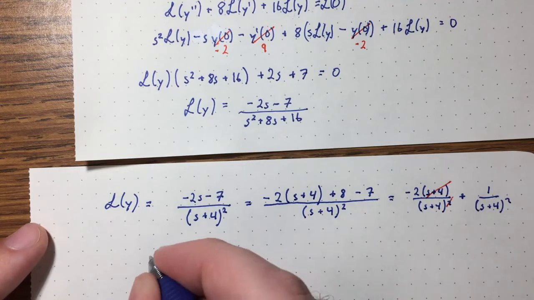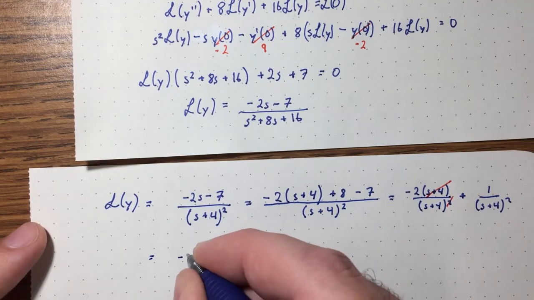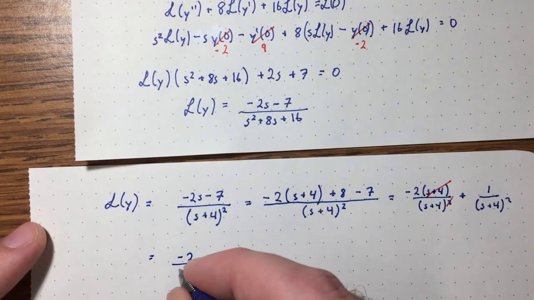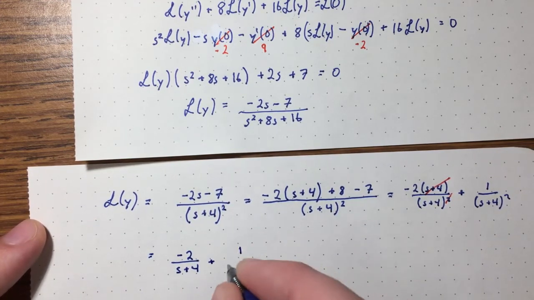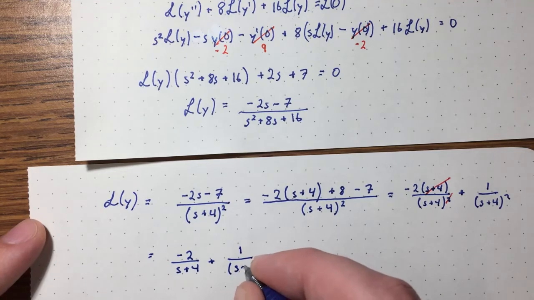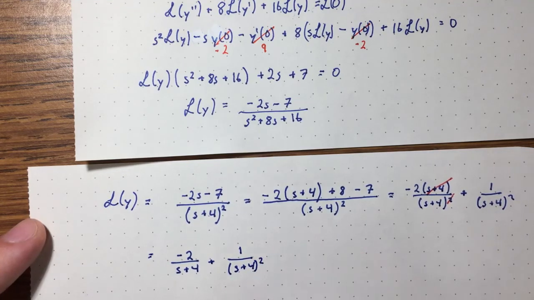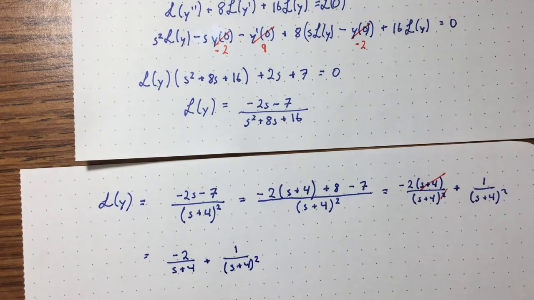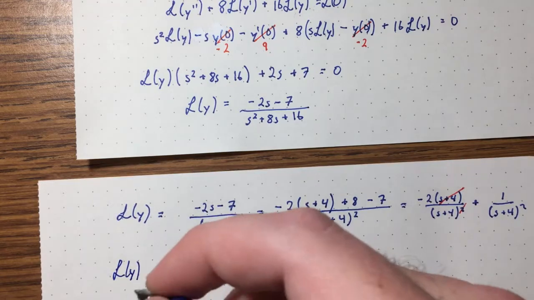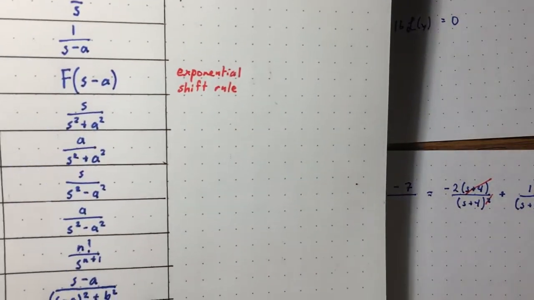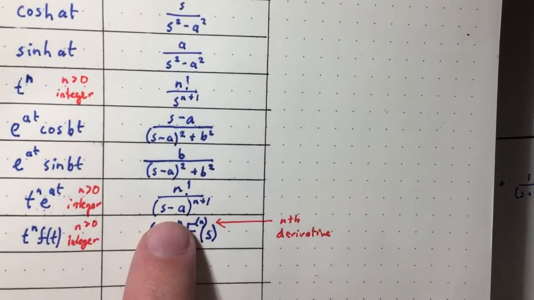Okay, so what do we have? We have minus 2 over s plus 4. That's going to be an exponential. And then this one, what's this one going to be? Do you see what that one's going to be? So yeah, again, this is L of y. I'm going to use this formula.